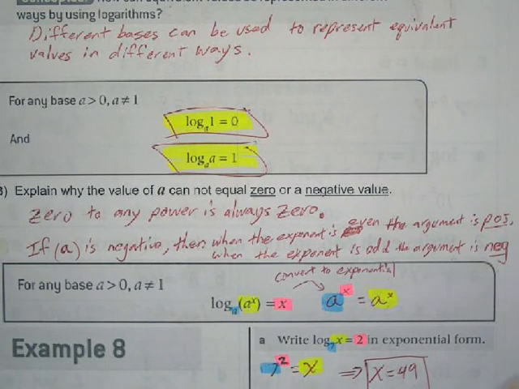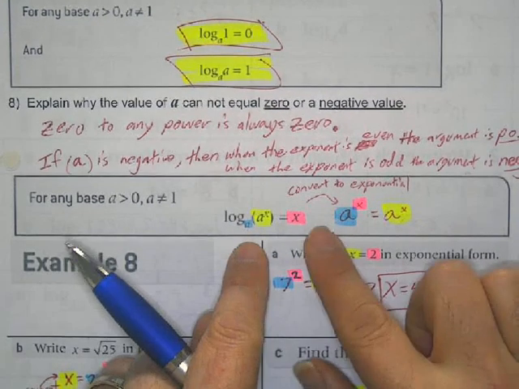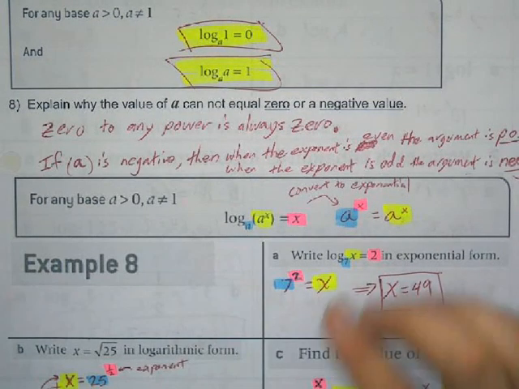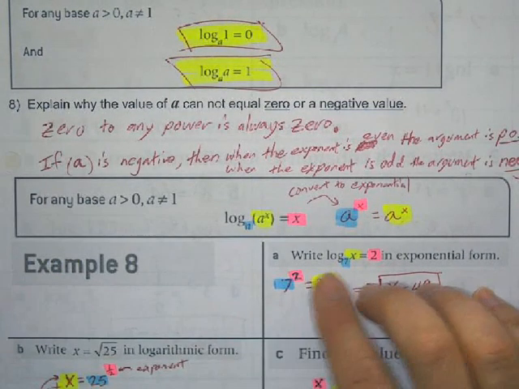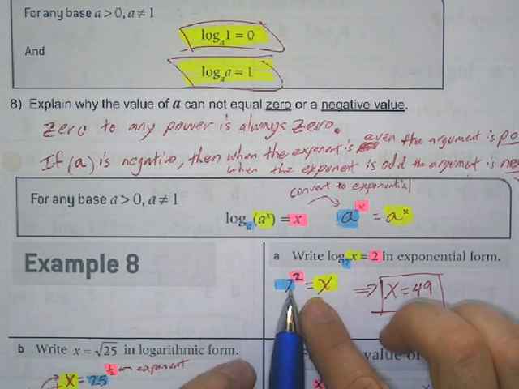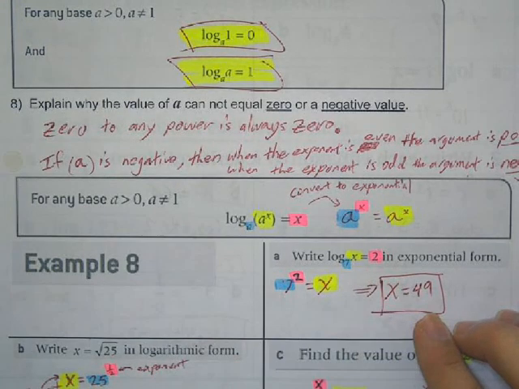All right. So we're going to practice using this relationship, converting to exponential form. So here I've got 7 to the power of 2 equals x. So x is going to have to be 49, because 7 squared is 49.